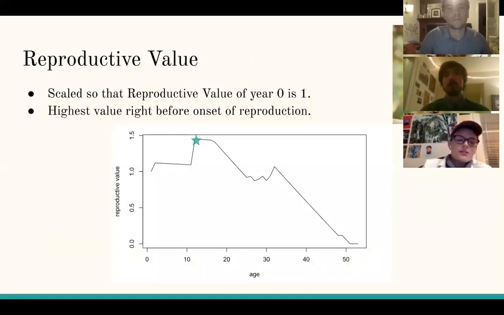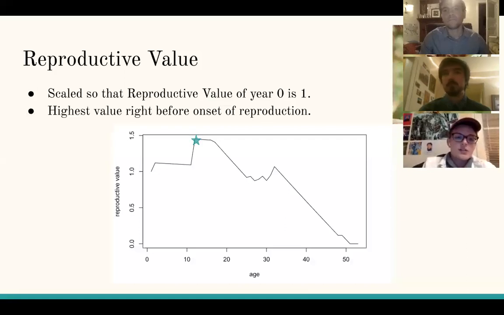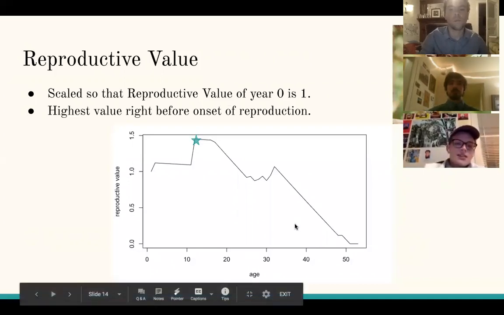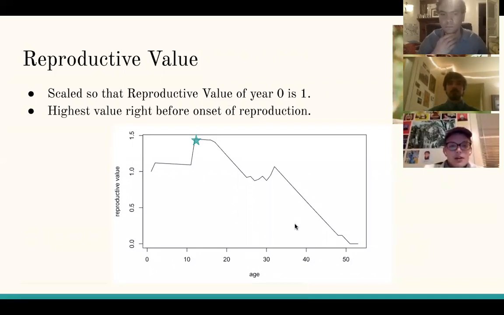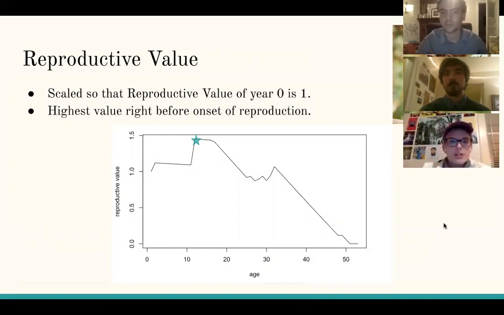And this is that plot of all the reproductive values across the entire life of an orangutan that we would observe, which is 53 years, scaled to the first year. So the first year would be 1. And we can sort of just see that the reproductive value peaks right before it's able to reproduce. And then after that, it sort of just declines from year to year, which is similar to what we saw with the elephants and other species.